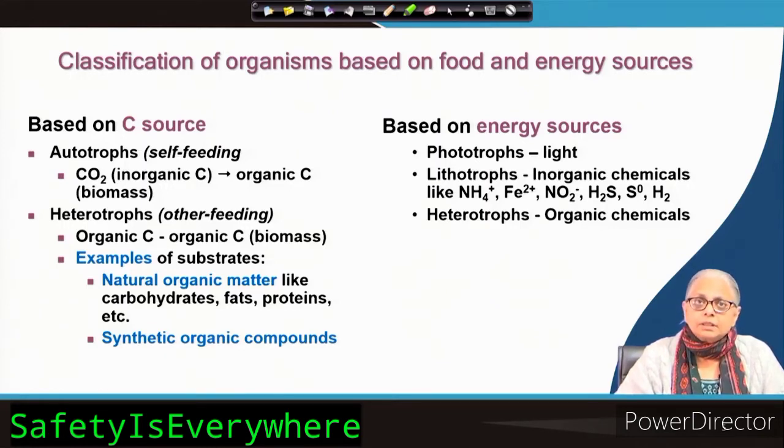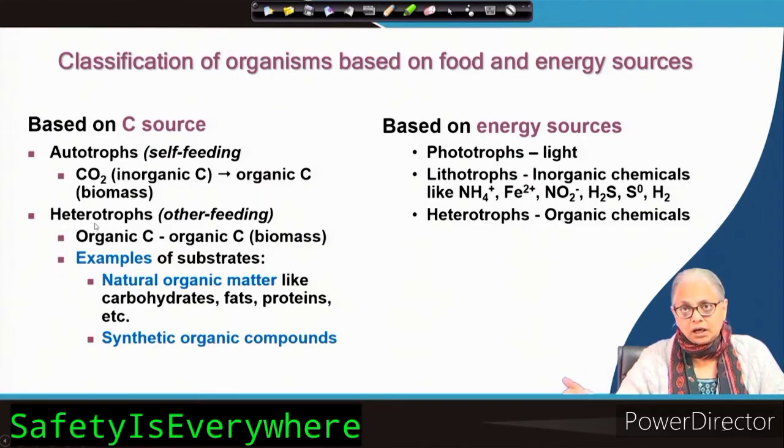So if I am classifying organisms based on food, or rather carbon source, we use two words. Autotrophs, which means self-feeding, they do not use organic carbon from other sources or other organisms. They use inorganic carbon, mainly from the atmosphere. It can be from water as well. They can use inorganic carbon and convert it to biomass, which is organic carbon.